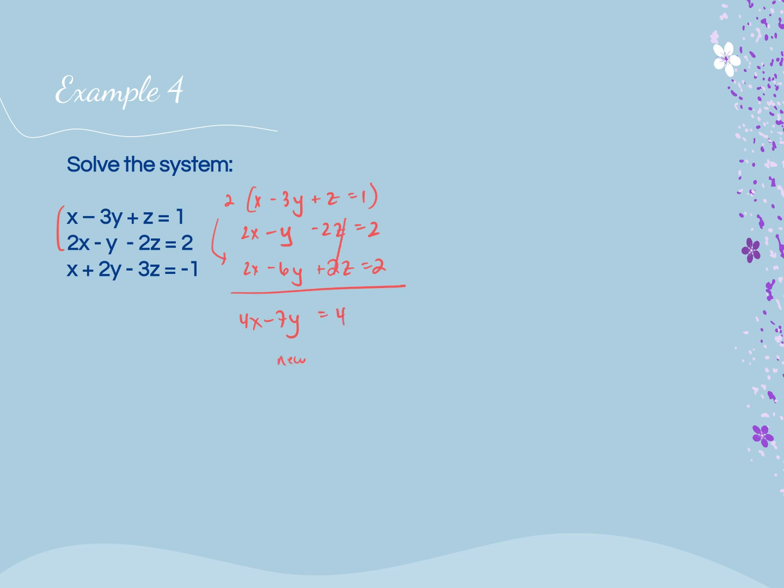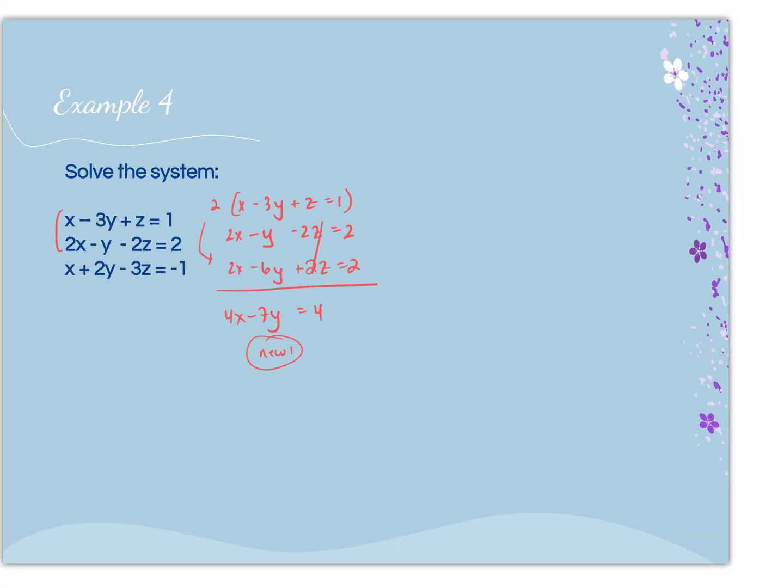So this is my new one, right? Then I'm going to go and get the last one, which I haven't done yet. So x plus 2y minus 3z equals -1. I know I have to eliminate my z's, and I think the easiest one to use for that would be the top one. So x minus 3y plus z equals 1, and I'll multiply this one by 3. So 3x minus 9y plus 3z equals 3. And I'm going to combine, so I get 4x minus 7y, my z's cancel, equals 2. And this is new 2.